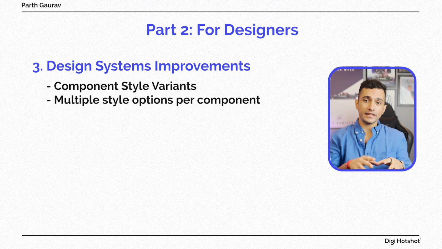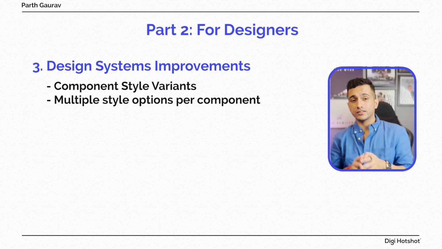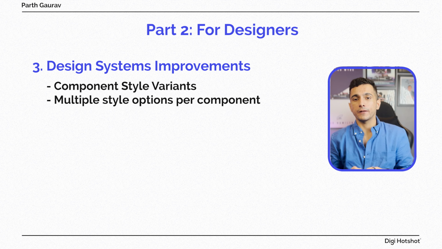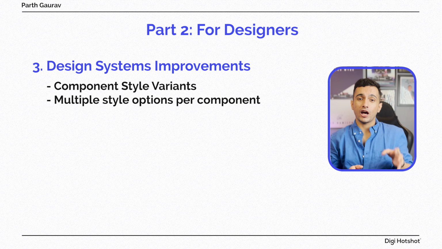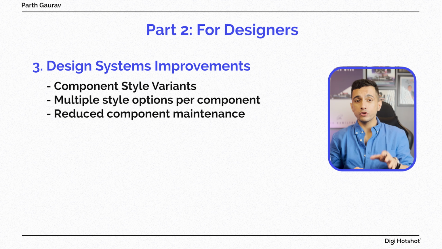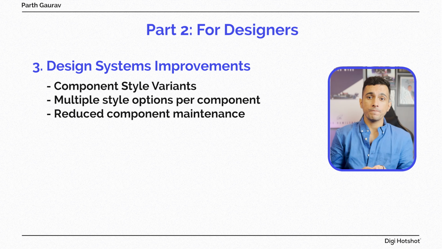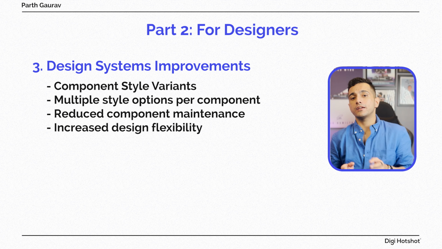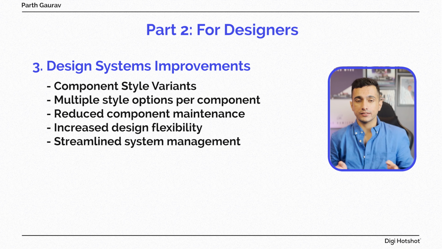So basically, design systems are very crucial for maintaining consistency across large websites, but they can sometimes feel limiting. These component style variants add flexibility while maintaining the benefits of a robust design system. The new component style variants feature allows you to define multiple style options for the same component. It will reduce the number of components you need to maintain. Plus, it will provide more flexibility for your team without compromising consistency. And what it will do is it will streamline your design system management.